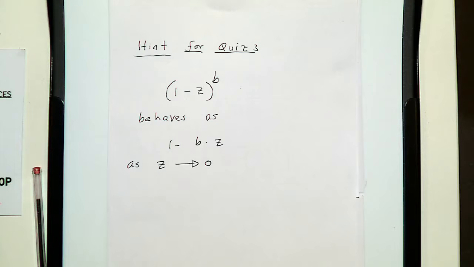That is, if you have something like 1 minus z power b and z approaches 0, then you can replace 1 minus z power b by 1 minus b times z. Okay, guys, that's the only hint I can give you. Otherwise, it shouldn't be difficult to do quiz 3.